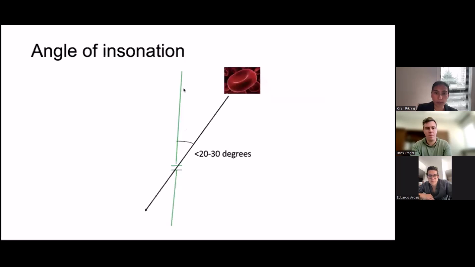Your pulse wave Doppler signal has a certain angle and the direction of blood flow has a certain angle, and you want that angle to be less than 20 to 30 degrees, ideally less than 20 degrees, because that will give you a more accurate velocity. The greater your angle of insonation, the more you're going to underestimate your VTI, and that's going to have implications for your hypothesis as to what your cause of shock is, et cetera.